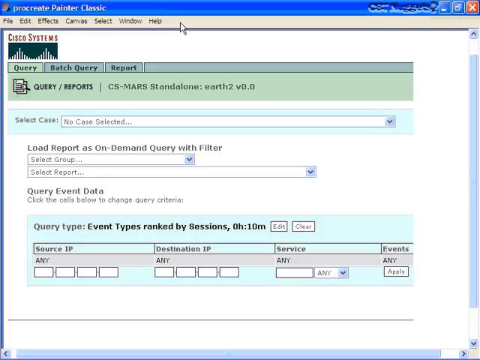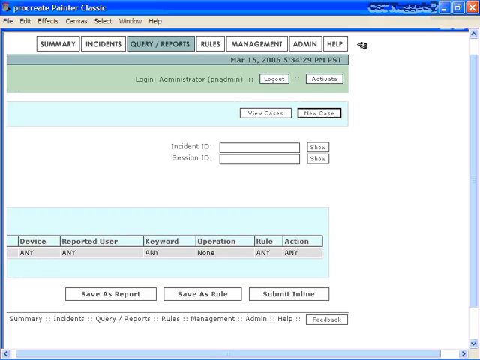And you can see this is just one of the areas of MARS where you can go in and you can create queries and generate reports. This is one half of the screen where you see your query type right here. Let me show you the other half of the screen. You've got your tabs up here to summarize, to look at security incidents, queries, reports, rules, management, admin. And this is just one of those tools, those enterprise tools that could be used by the auditor to complete a comprehensive audit of an enterprise security policy.